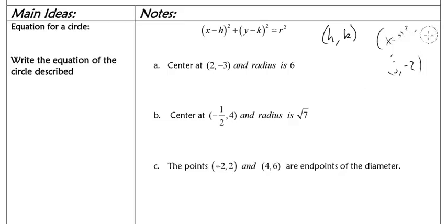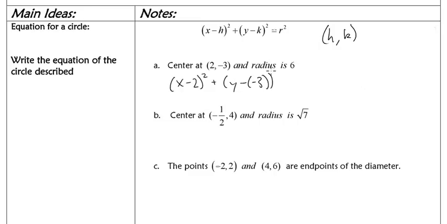So, part one here, we're given that the center of the circle is at 2, negative 3, and the radius is 6. So we've got x minus 2, that's the x value, squared, plus y minus negative 3, which, what is y minus negative 3? That's really just plus 3. So y plus 3 squared equals the radius squared. Now what is the radius? The radius is 6. So what is 6 squared? Well, that's 36.